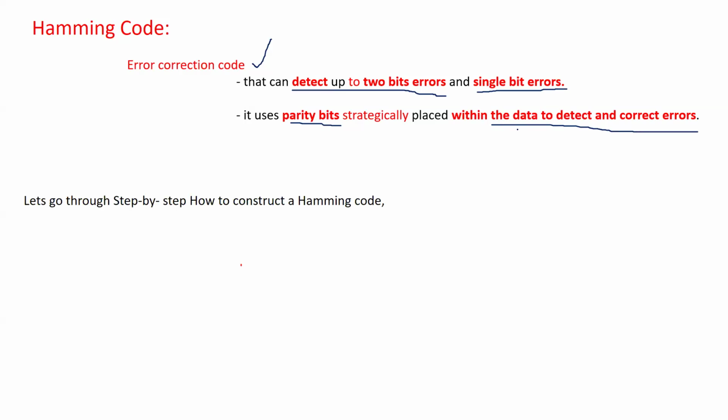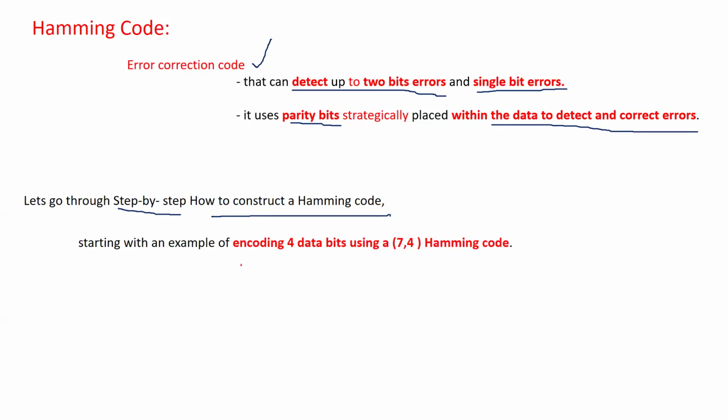Okay. So we have a step-by-step process for how to construct the Hamming code. So let us see the step-by-step process of constructing a Hamming code. Let us start this section. Starting with a small example, we'll be encoding 4 data bits using a 7,4 Hamming code. 7, comma 4 Hamming code.